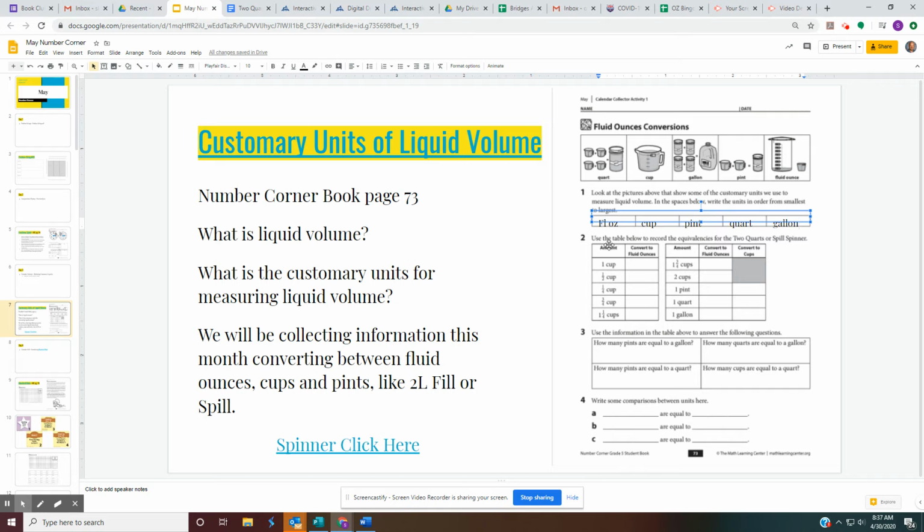All right, now let's use the table below to do equivalencies for our 2 quart spill. So we're going to be spinning some of these numbers, and we're going to need to convert those to fluid ounces. See, there are 8 fluid ounces in 1 cup. So keep that in mind. All right, so go ahead and pause the video and fill in the answers.